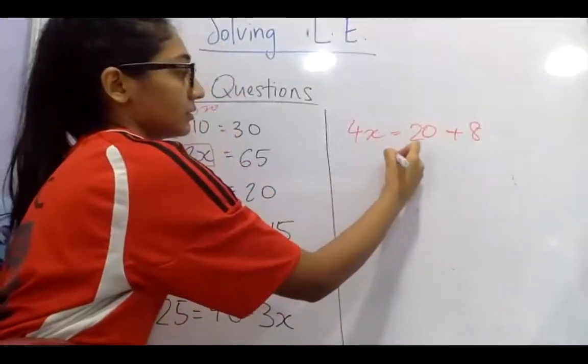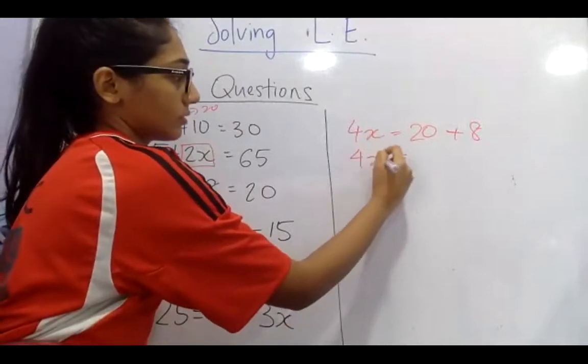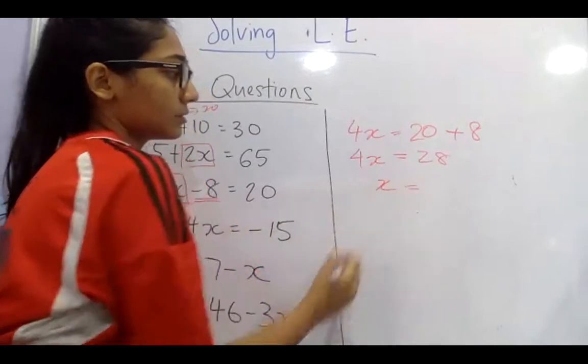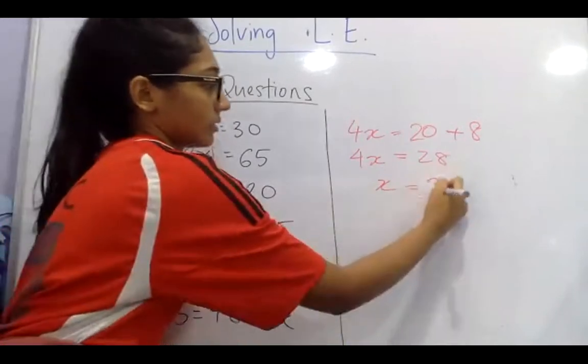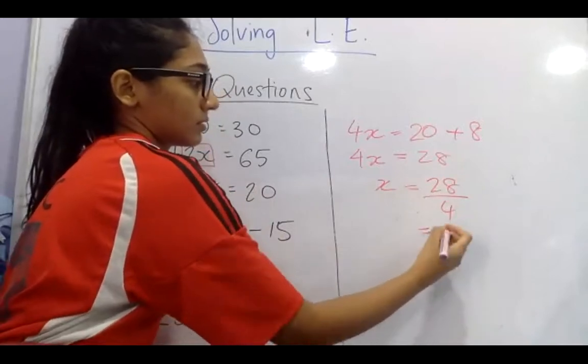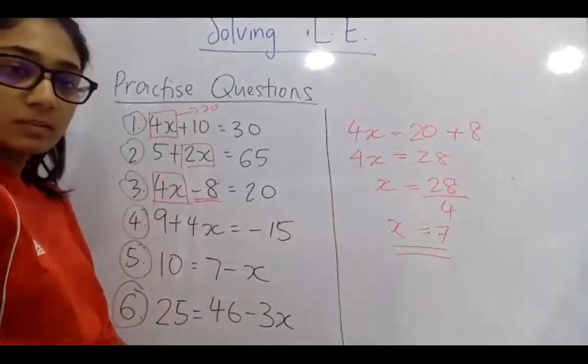So 4x equals 28. Then x equals 28 divided by 4. So x equals 7. Number 3, x is equal to 7.